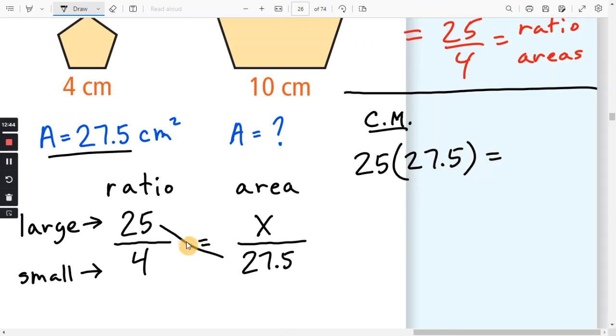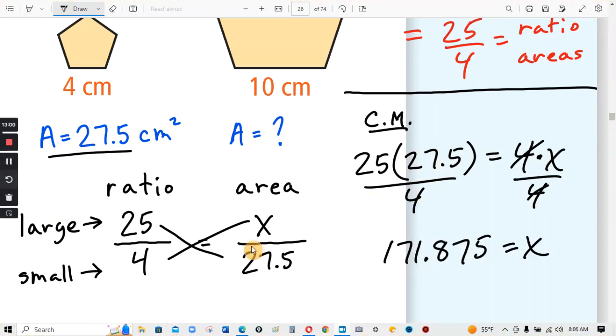And that equals bottom times top, which is 4 times x. The opposite of times 4 is divided by 4, and the 4's cancel. I'll do this on the calculator. And I get 171.875. Okay, they didn't say how much to round.